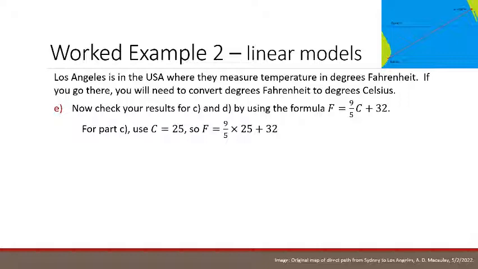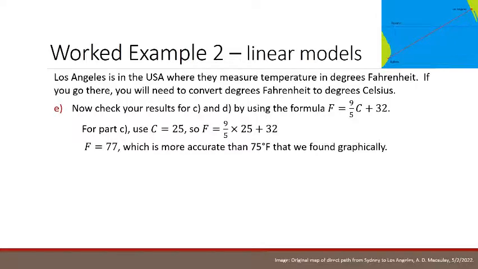And we can calculate that. If you look at the first term, it should be fairly easy to see how 5 goes into 25 5 times. So 9 times 5 is 45. 45 plus 32 is 77. But when in doubt, use a calculator. F equals 77, which is actually more accurate than the 75 degrees Fahrenheit that we found graphically.